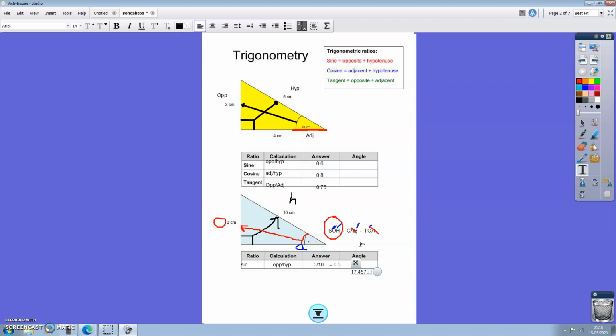17.457 and some oddments, and if I round it to 1 decimal place, I'm going to round that to 17.5 to 1 decimal place, because the 5 would round the 4 up.